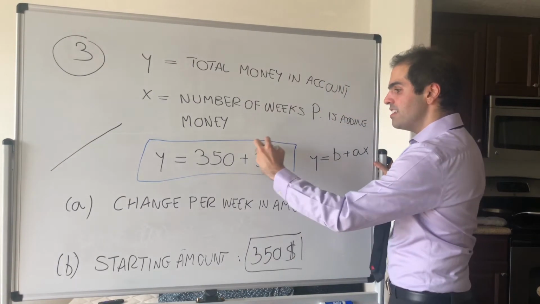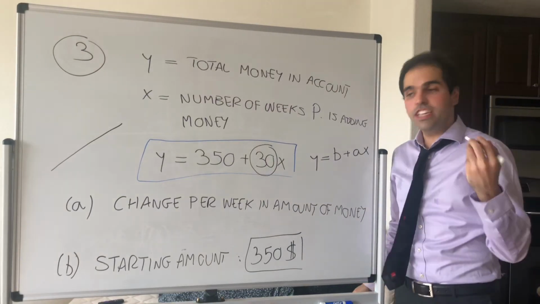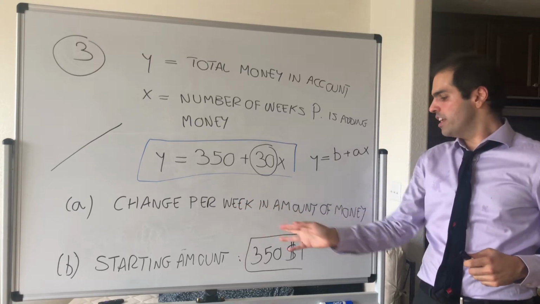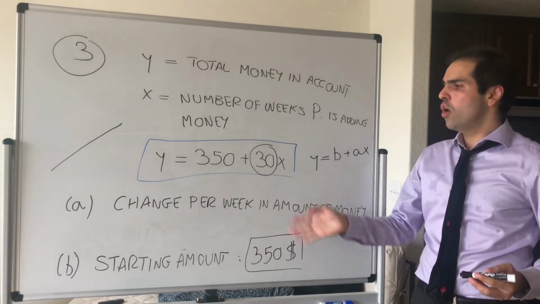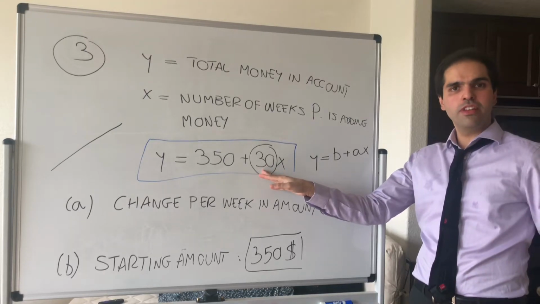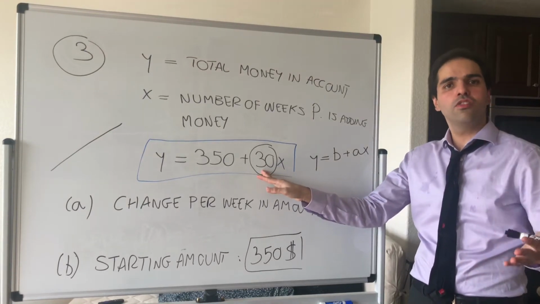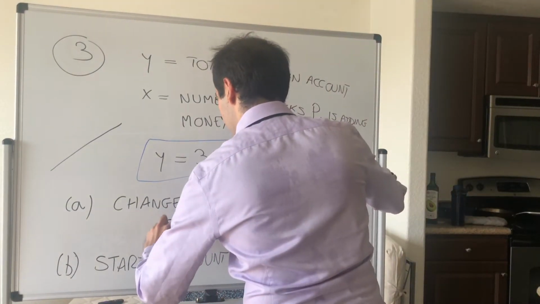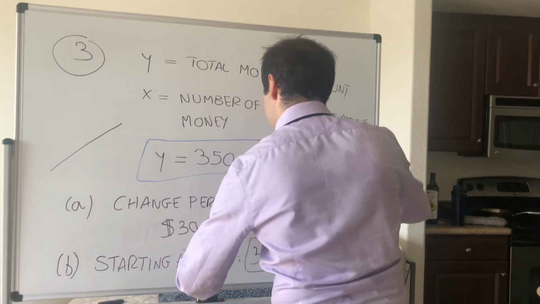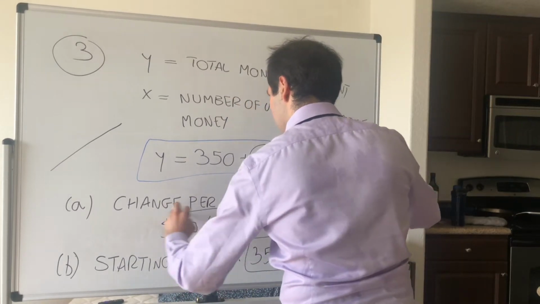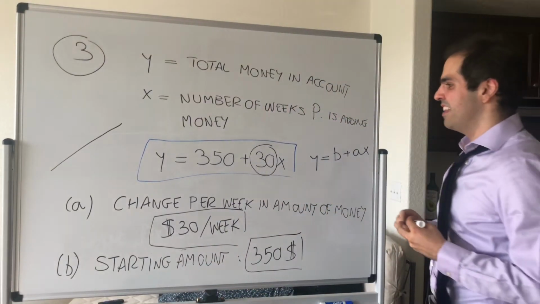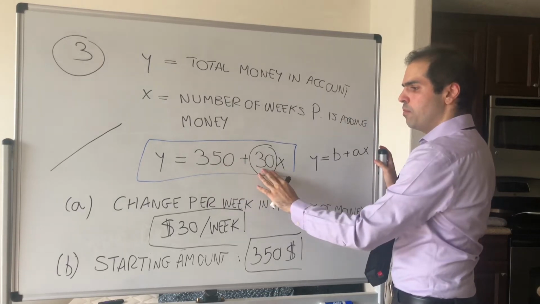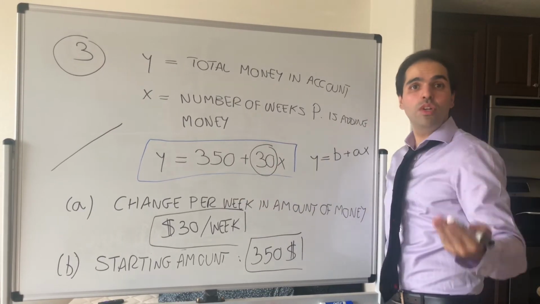And then, what is this 30? It's the rate of increase. So in other words, it's precisely the change per week in the amount of money. The way to interpret this, Pablo is putting $30 per week into his account. So the change is $30 per week. And it is indeed increasing. And again, to convince you of that, what is the money after 1 week? It's 350 plus 30 times 1, which is 380.